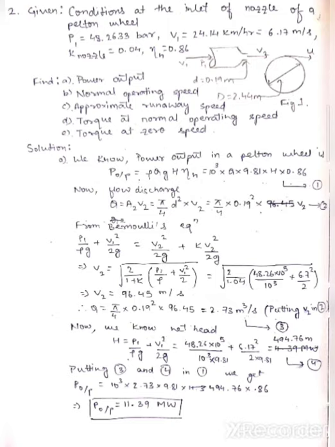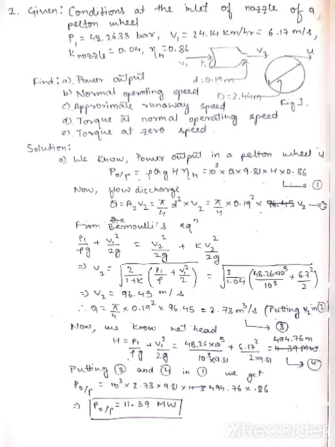Now in the question, we have been asked to find out A, the power output, B, the normal operating speed, C, the approximate runaway speed, D, torque at normal operating speed, E, torque at zero speed. So we'll start with A. We know that power output of a Pelton wheel is given by rho Q g H eta h. Here we know all the values, but we don't know Q and H. So we'll have to find out Q and H. Let us mark this equation as equation 1 and try to find out Q and H.